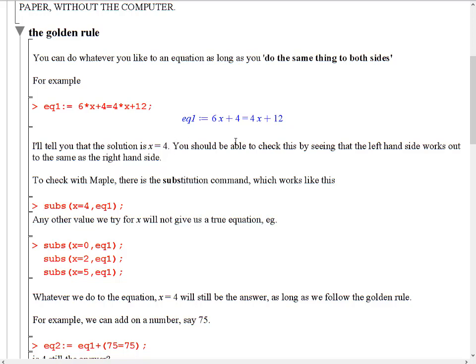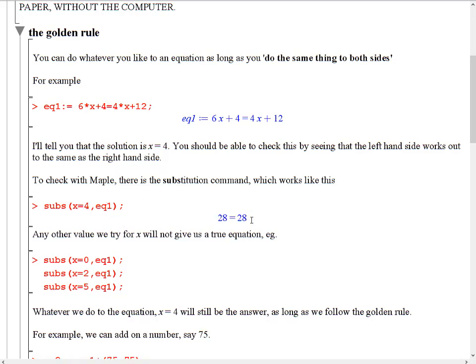You can check this by, if you put x is 4 here, I have 6 times 4 is 24, plus 4 is 28. 4 times 4 is 16, plus 12 is 28, so it's correct. With Maple, you can use the substitution command, so it substitutes x is 4 into equation 1 and just verifies that it's correct.